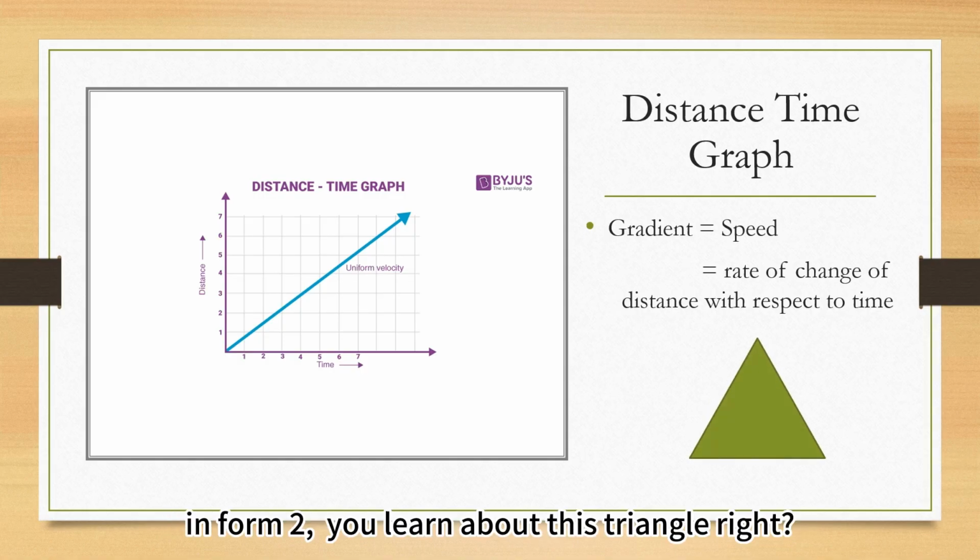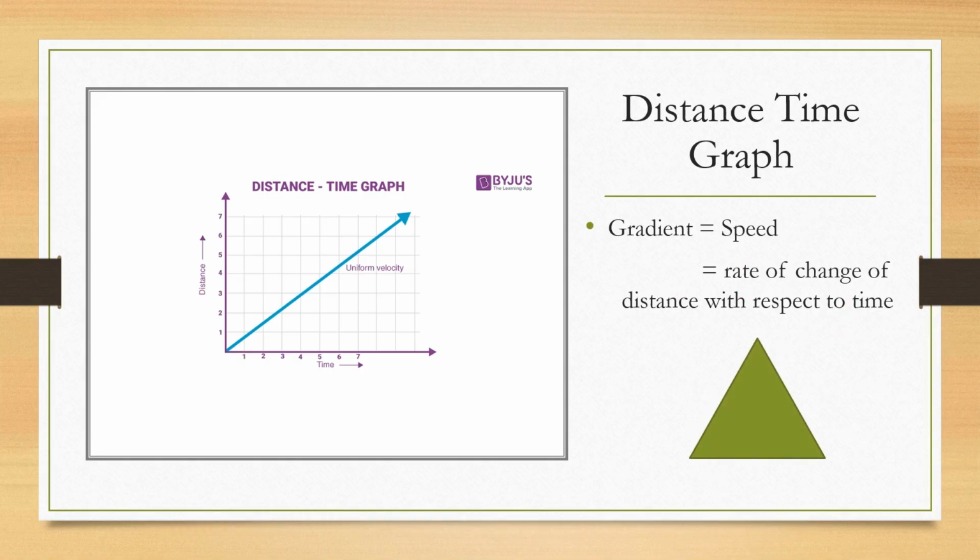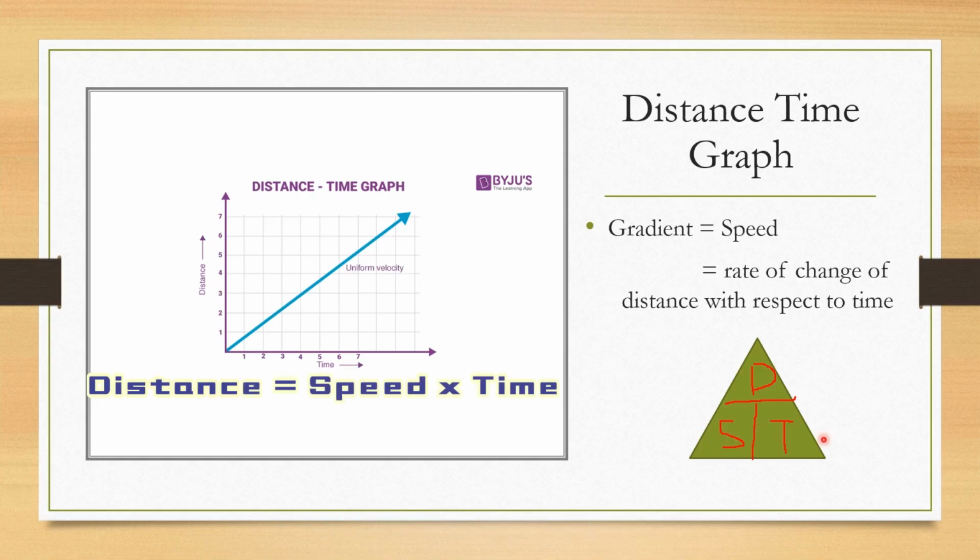In Form 2, you learned about this triangle, right? We separate it into three parts. The first represents D, which is the distance, here represents S, which is the speed, and here represents T, which stands for time. If you want to find the distance, you need to multiply speed times time. If you want to find the speed, you divide distance by time. If you want to find the time, you divide distance by speed.